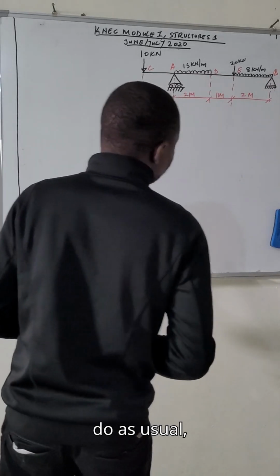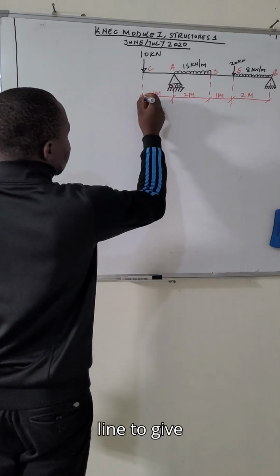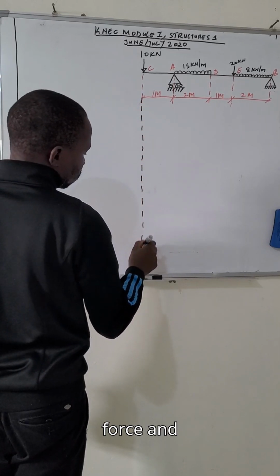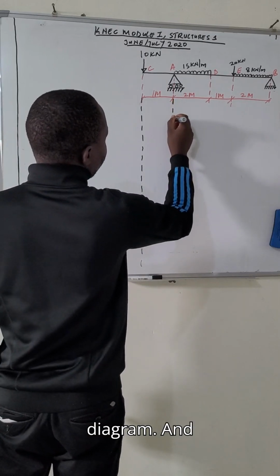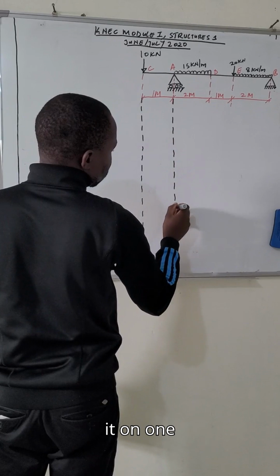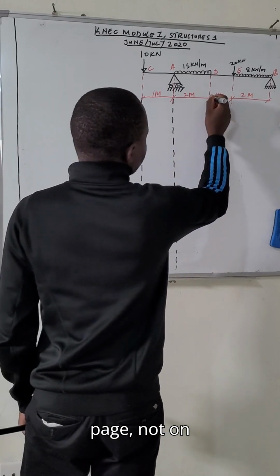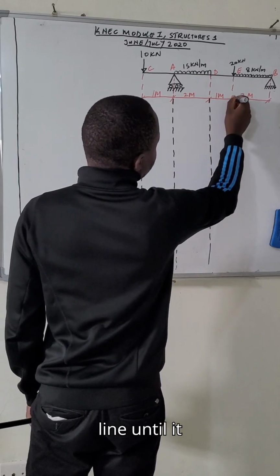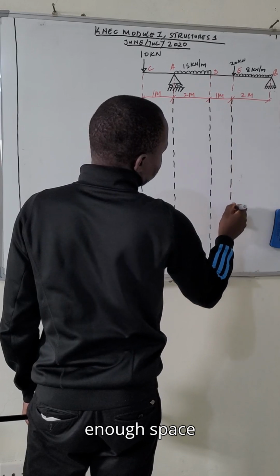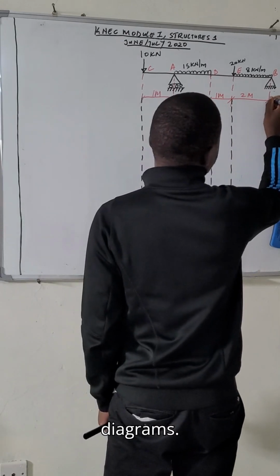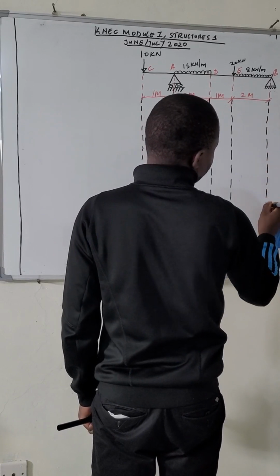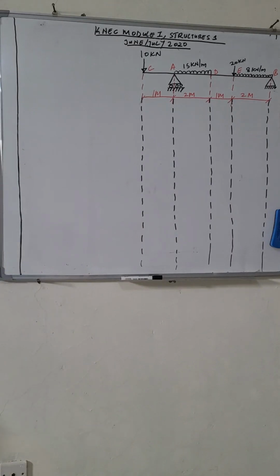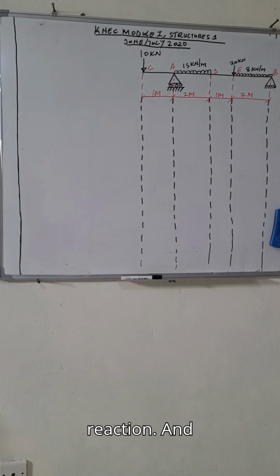So the first thing to do, as usual, extend this line to give you space to draw a shear force and bending moment diagram. And you should do it on one page, not on separate pages. So extend the line until it gives you enough space to draw your diagrams. So like that. And then the second thing is to calculate the reaction.